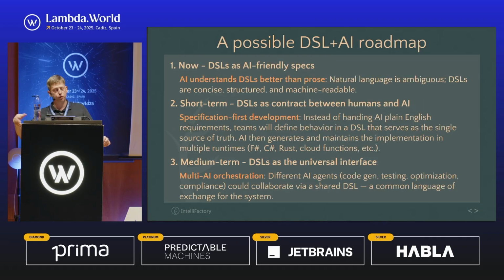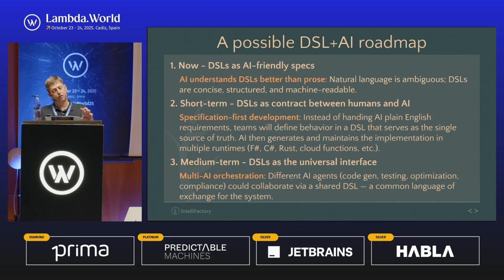So then I went into some details just to figure out what the AI was thinking. And this is roughly the possible DSL plus AI roadmap that it drew for me. So right now, we can use DSLs as an AI-friendly spec. Basically, this means that AI understands DSLs better than, for example, English, since natural language is ambiguous. DSLs are concise, structured, machine readable, et cetera. Now, this argument is rather weak because LLMs have excellent capability to figure out what you want even from very vague statements, but that has limitations.